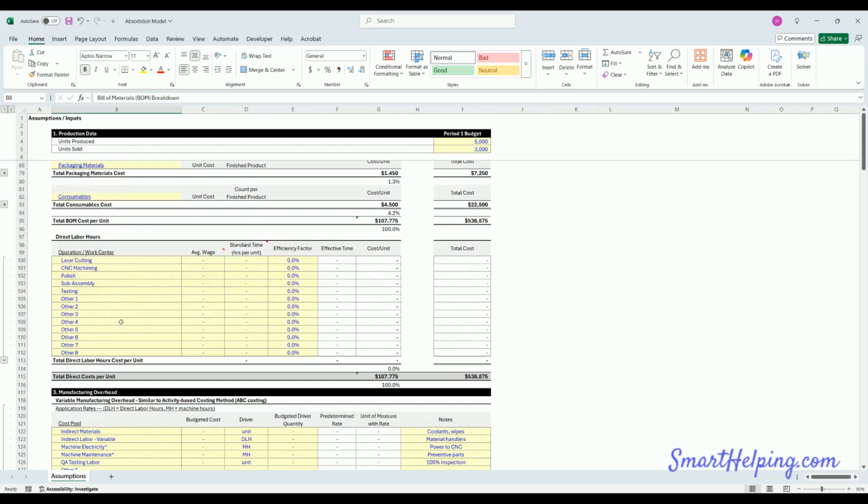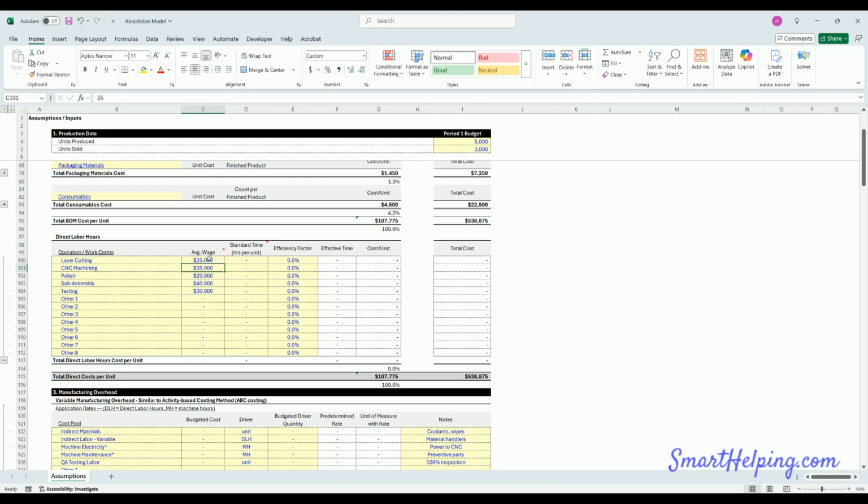Now let's go to direct labor hours. So here we're trying to allocate what it costs to pay people directly working on putting the product together. So let's say these guys have wages. Let's say $25 an hour, 35, 20, 40, and $30 an hour. And this is average wage.